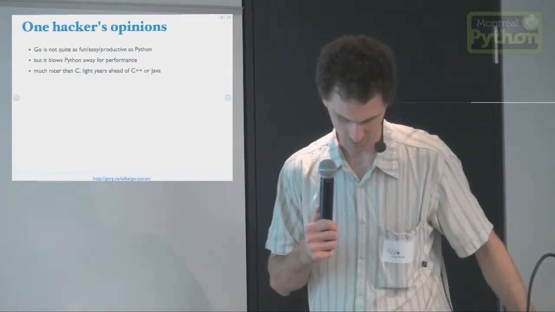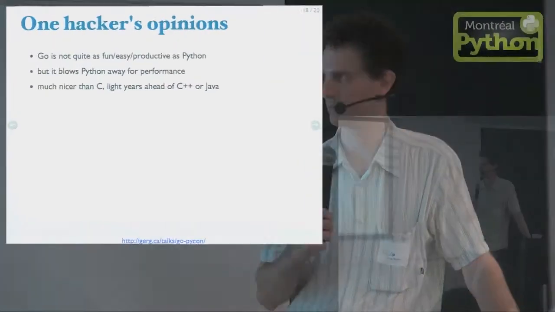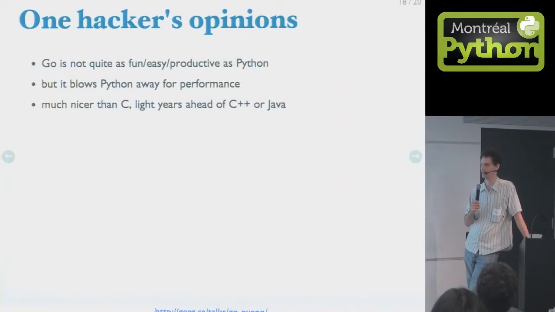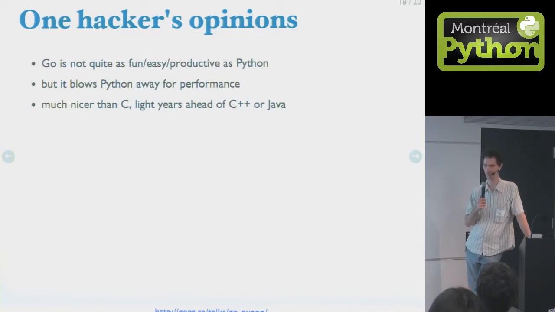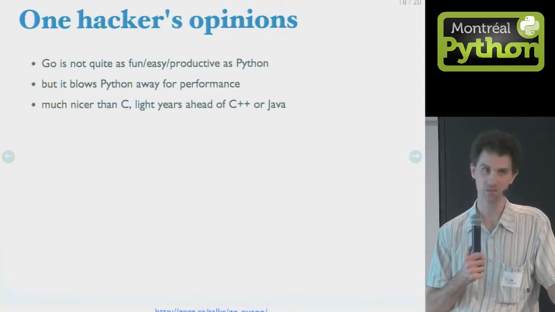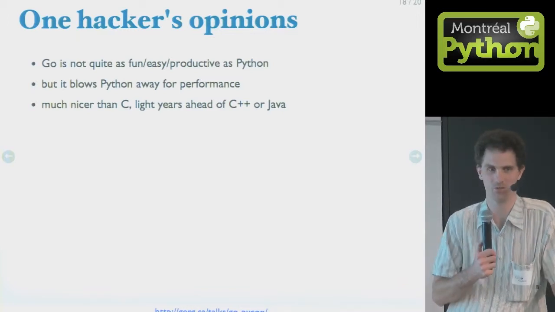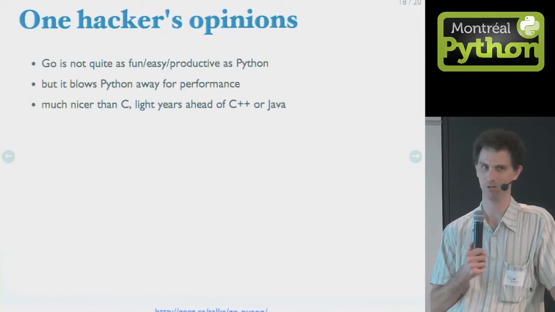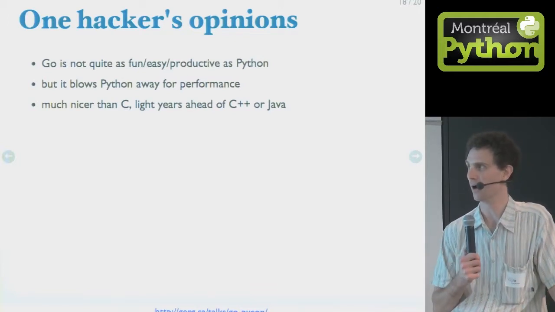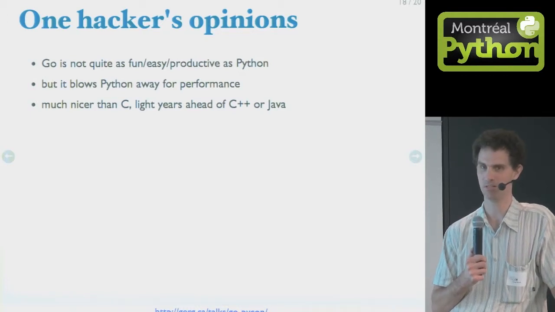So my personal experience after doing, I don't know, 5 or 6 months, about 10,000 lines of code in Go, it is definitely not as fun, easy, and productive as Python. For, I think, some of the reasons I've explained, and there are various other things that get in your way. For performance, Go blows Python out of the water. There's no question. It's directly compiled to machine code. When you add two integers, that's all you're doing. You're adding two integers.